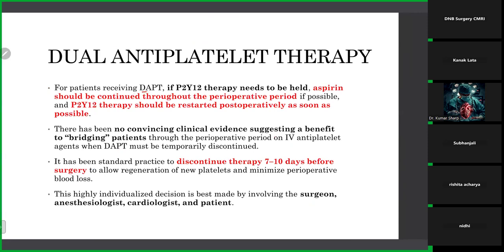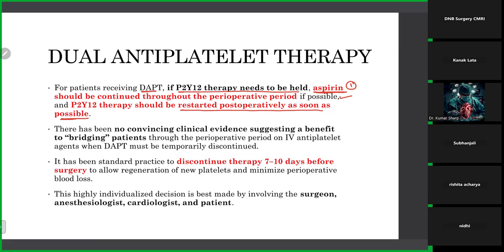For a patient receiving dual antiplatelet therapy, if P2Y12 therapy needs to be withheld, aspirin should be continued. The first point is aspirin should be continued throughout the perioperative period if possible, and it should be restarted post-operatively as soon as possible. Now, as soon as possible means that you are monitoring whether the surgery was a high procedural risk or a low procedural risk surgery. You are looking at the patient for around 24 or 48 or 72 hours, depending on the surgery you have performed on the patient, and you are ruling out any major bleeding.